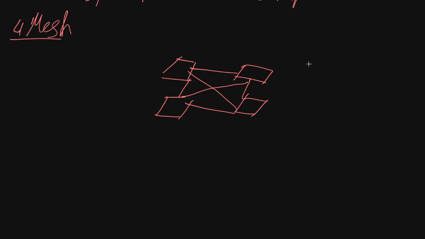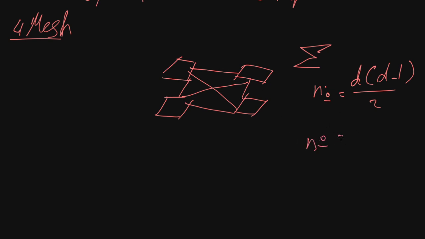It follows a summation equation. What is the summation equation? It says that the number of lines is equal to the number of devices times the number of devices minus 1, over 2. Let's say we want to know how many connections exist here. We have 4 devices, so 4 times (4 minus 1), which is 3, over 2. So 12 over 2 is 6.